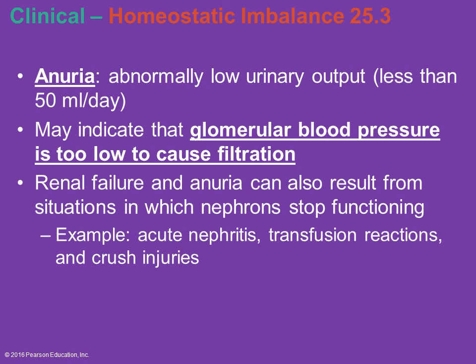If an individual has abnormally low urinary output, less than 50 milliliters per day, it's anuria, and that might be an indication that the blood pressure in the glomerulus is too low for filtration to occur. It can also indicate that the nephrons are no longer functioning properly. This leads to renal failure. What could be causing this? Well, you could have an infection of the nephrons. You could have injuries associated with the kidney itself.